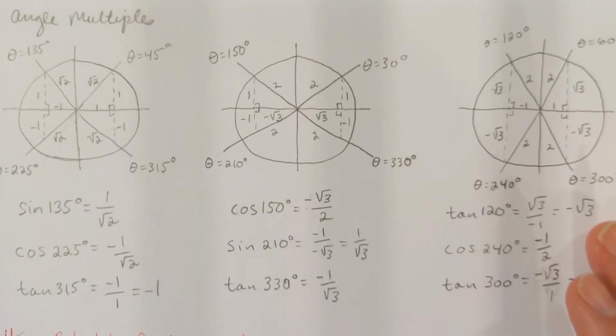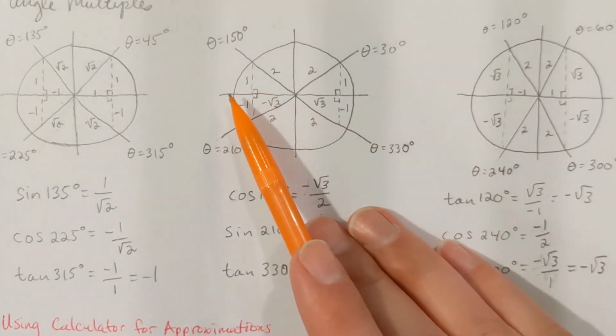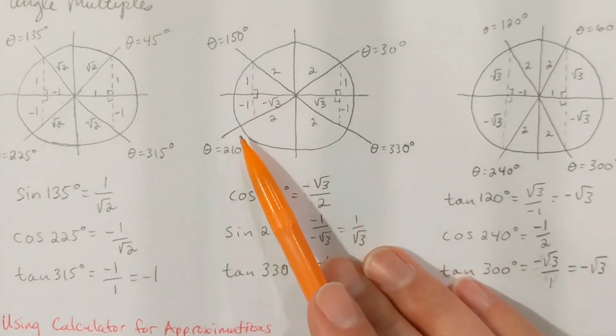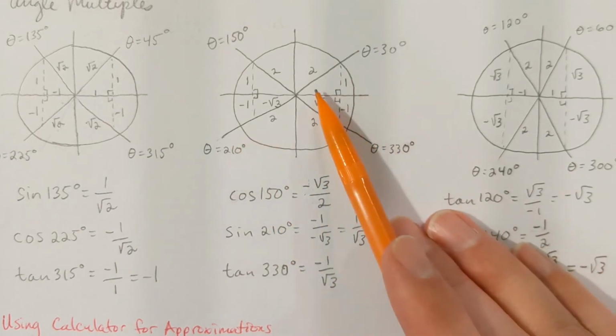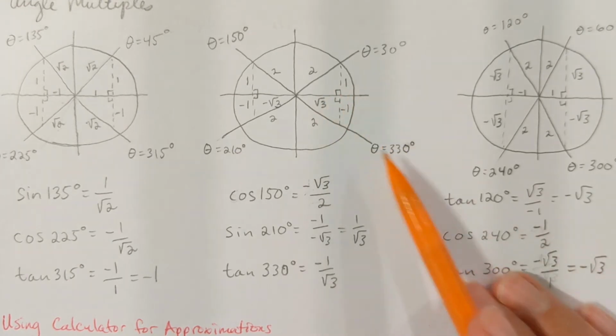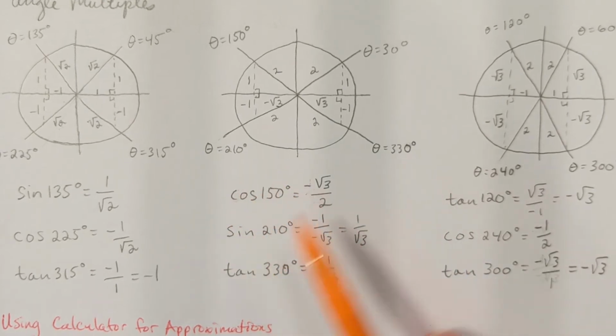Okay, and so here I've got these angles indicated. 30 degrees less than 180 degrees would be 150 degrees. 30 degrees more than 180 degrees would be 210 degrees. Of course, one complete revolution around the circle is 360 degrees. 30 degrees less than that would be 330 degrees.